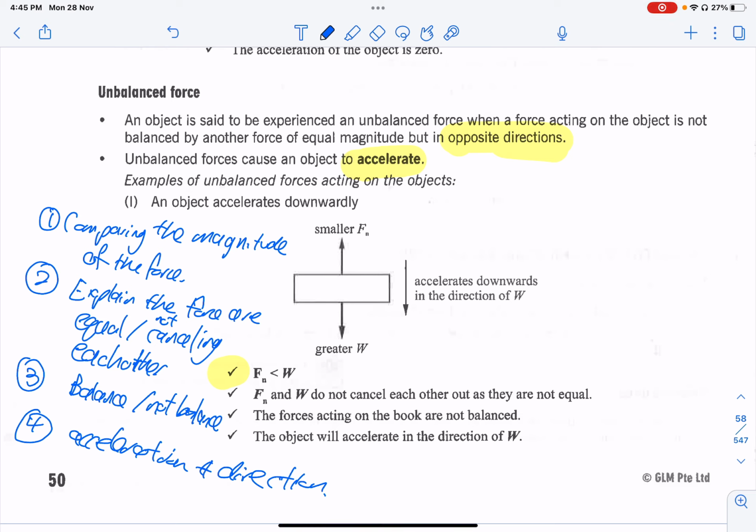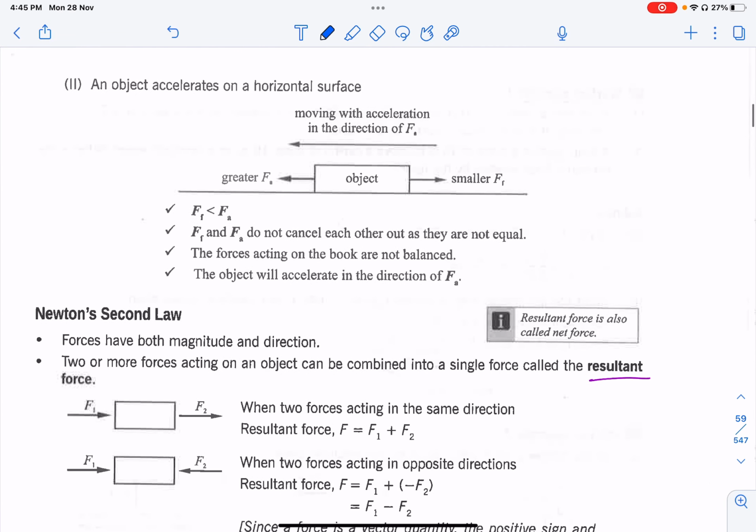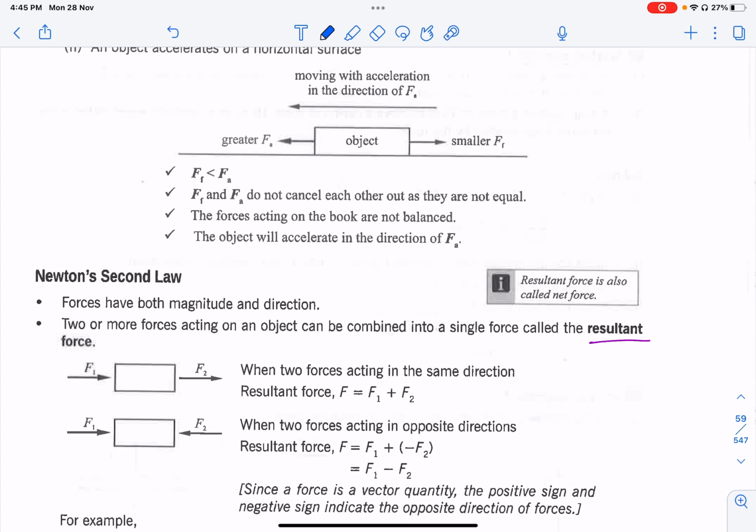Compare the force in terms of the magnitude. Second, is there any cancellation or is it the same? Third, is it balanced or not balanced? And lastly, what are some of its effects? Is it stationary? Is it moving at a constant velocity? Or is it accelerating, and in what direction? Same scenario over here. So that's Newton's first law.